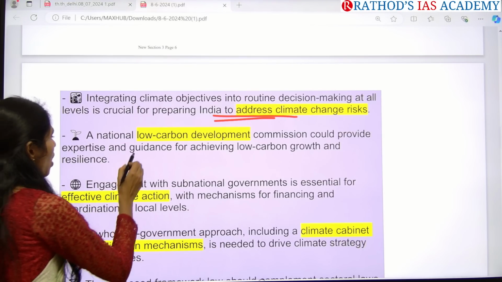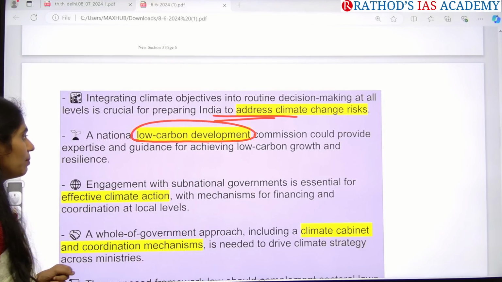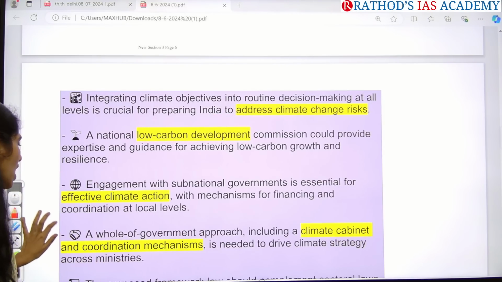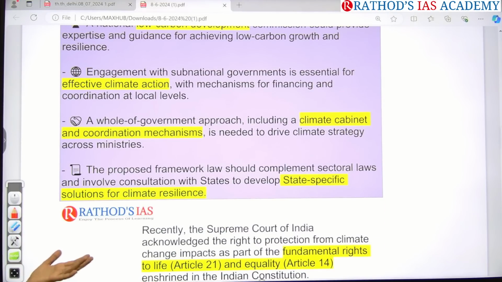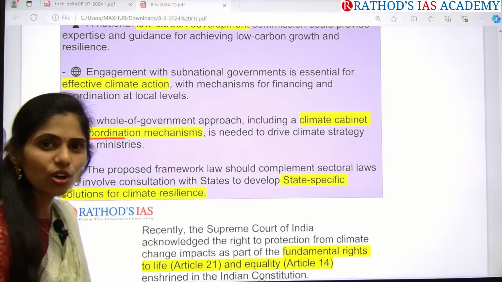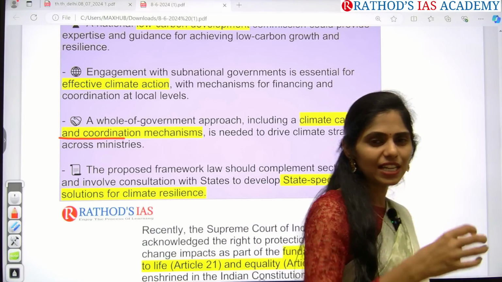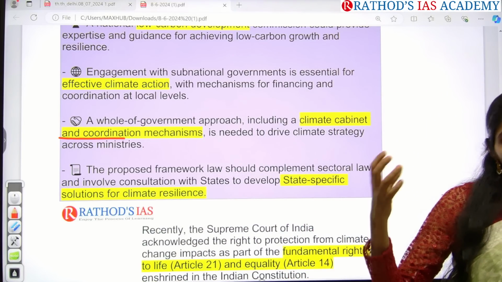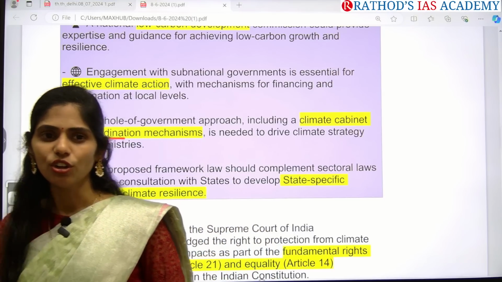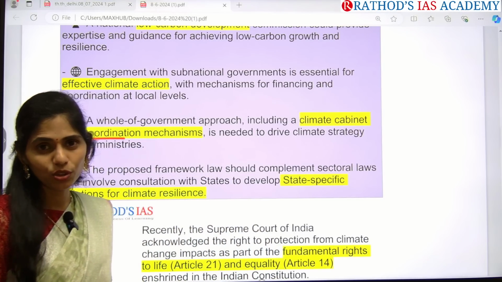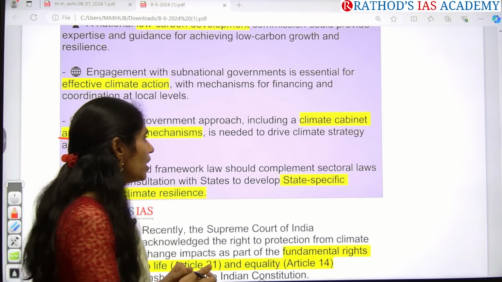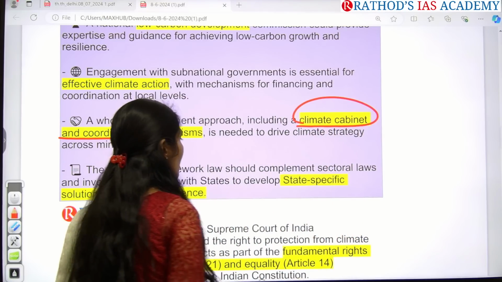And next one is how we can get this low carbon development commission, and how we can achieve low carbon growth as well as resilience. We have to focus on this. Especially this article says that the government needs to come up with a climate cabinet as well as a coordination mechanism. As you all know, we have a cabinet, right? A cabinet has very few numbers. Only the key decision makers, those who are holding ministries, form the cabinet. In the same way, we need to form a group which takes decisions on climate change, etc. in our country. So that is the need of this climate cabinet now.